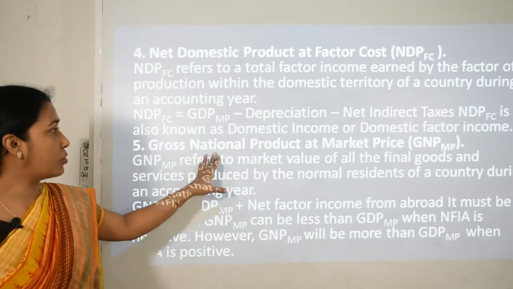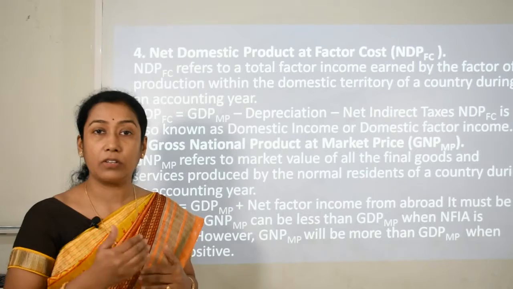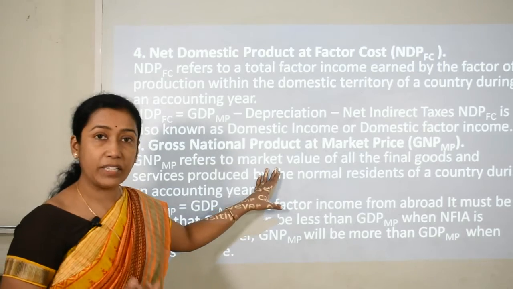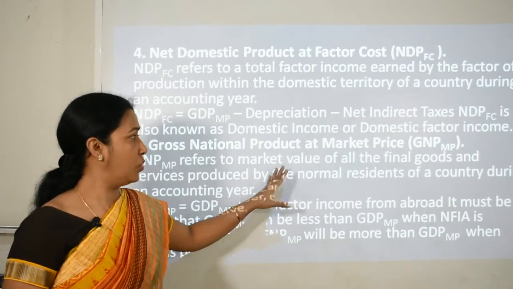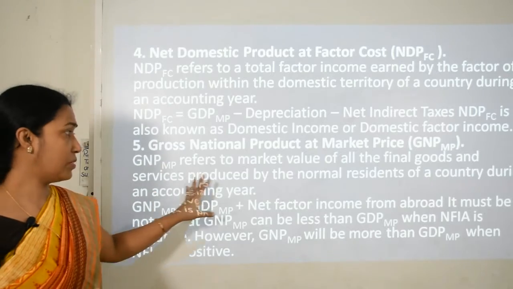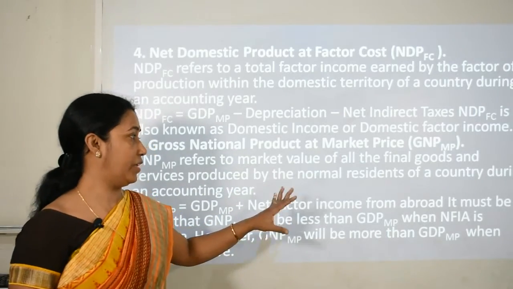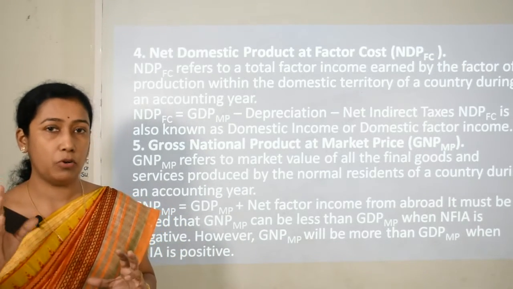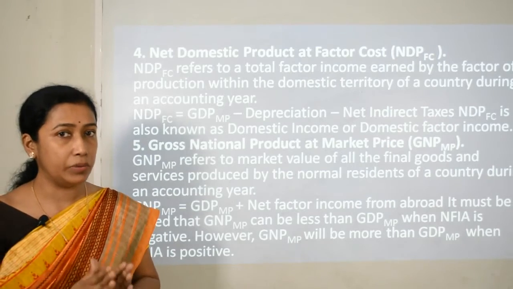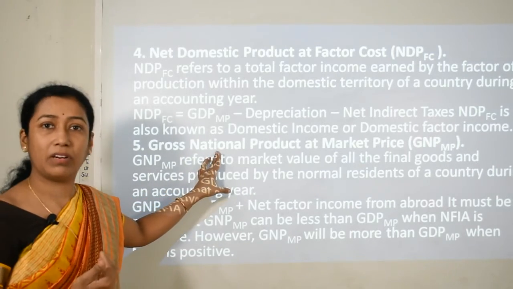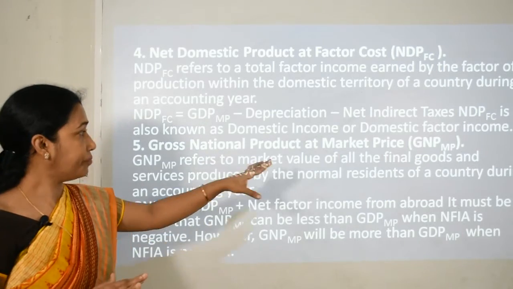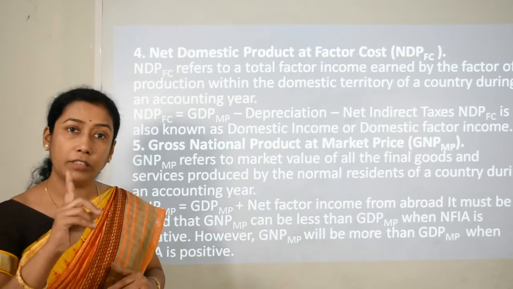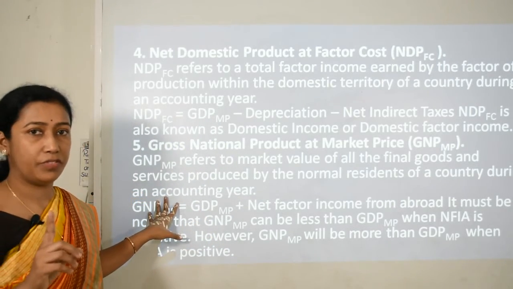Now the next concept is gross national product at market price. When we say gross national product, which is of course related to the nation, it refers to the market value, that is the market price, of all final goods and services which are produced by the normal residents of a country during one accounting year. Here all those goods and services which are produced by a non-resident Indian, we are not going to include. Why? Because it is strictly related to the nation only. So it refers to the market value of all final goods and services which are produced by the residents of the country during one financial accounting year.